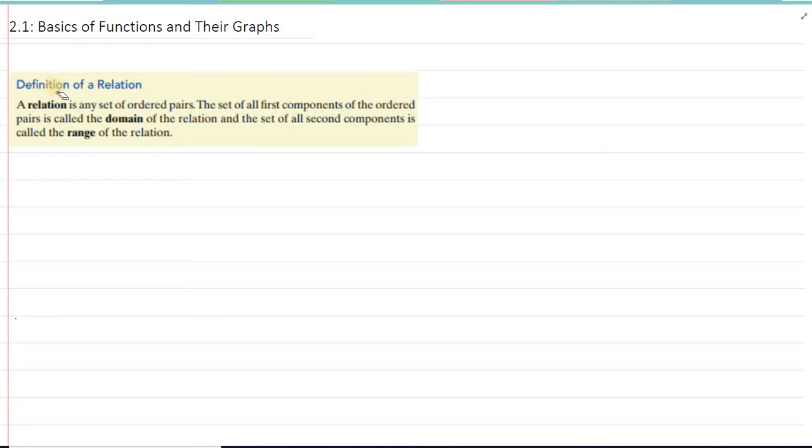Hello guys, today we're going to study 2.1 Basics of Functions and Their Graphs. So first let's take a look at the definition of a relation. A relation is any set of ordered pairs.